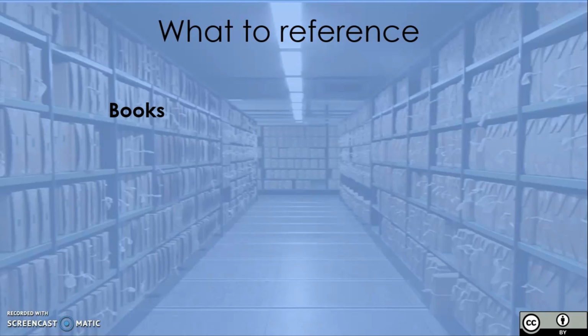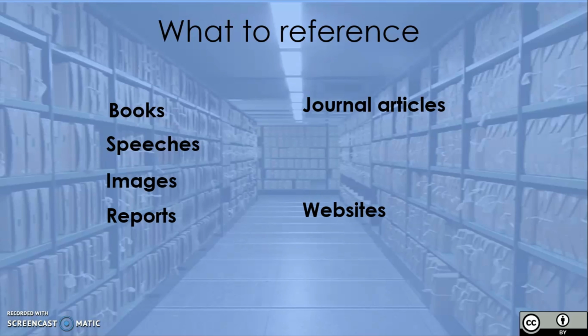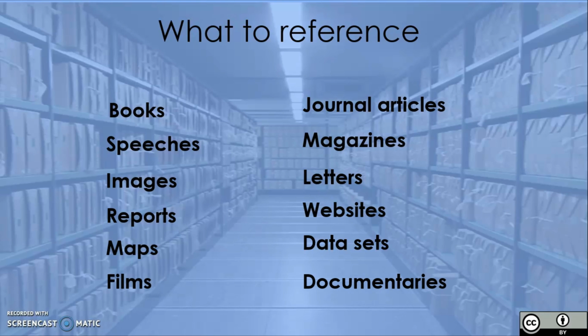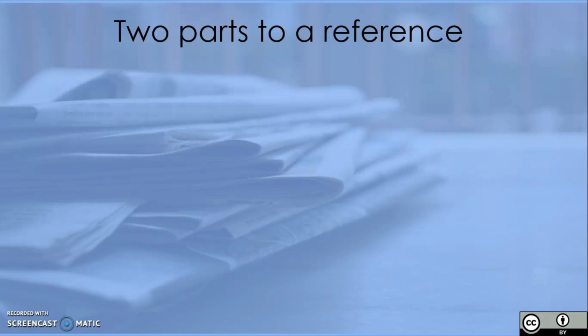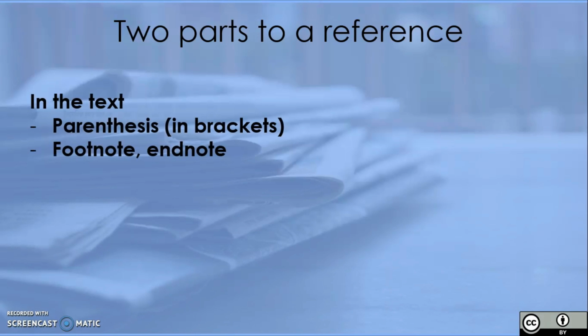There are many different things you can reference. These are just some examples, and it's really any type of evidence you draw on. So books, journal articles, speeches, reports, websites, images, maps, letters, magazines, data sets, documentaries, films, whatever. Anything you're going to draw on. It could be newspapers, myriad other things. So there's two main parts to a reference. So the one part is that component that goes in the text, right?